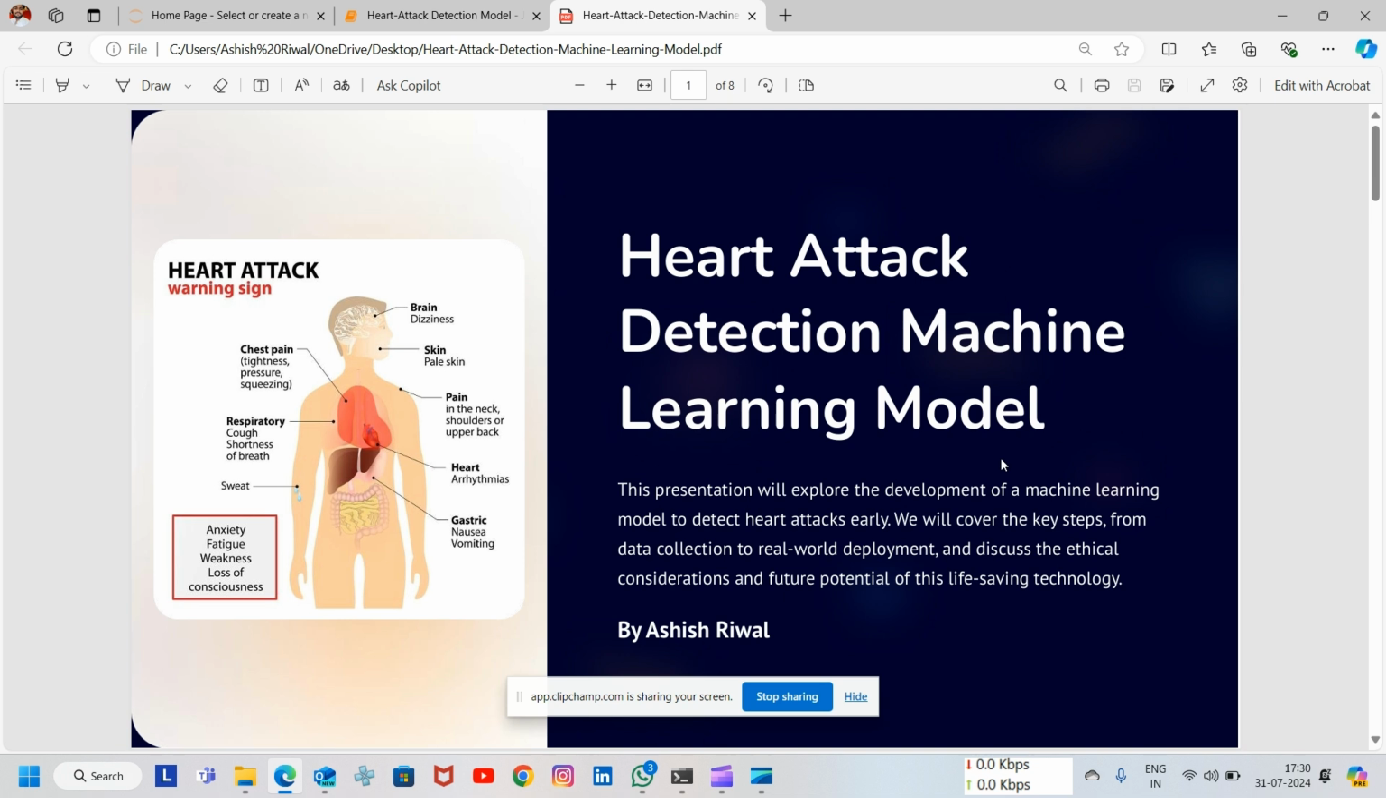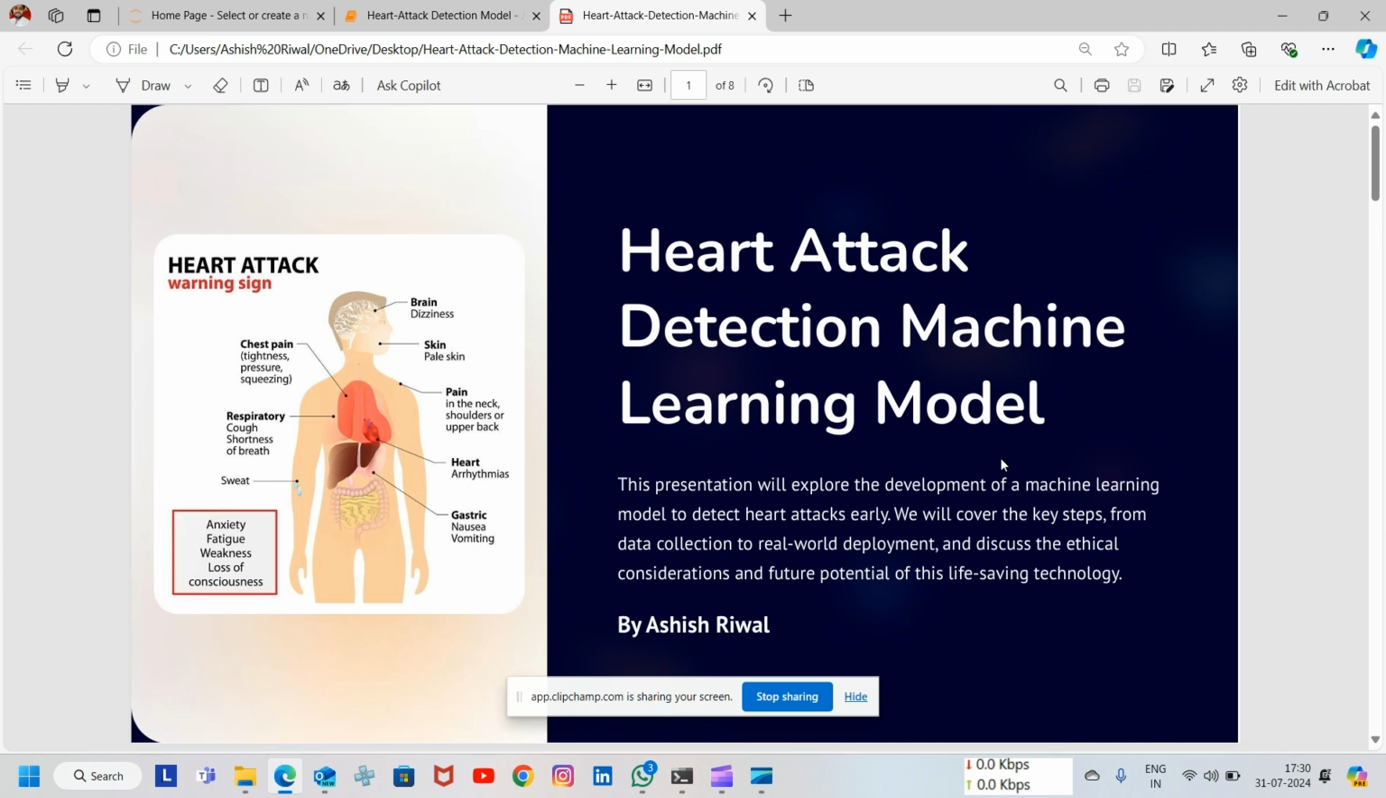The data was given to me by the company, and with the use of that data, I have to make a machine learning model, and all the information about the creation of the model I have attached in this PPT.